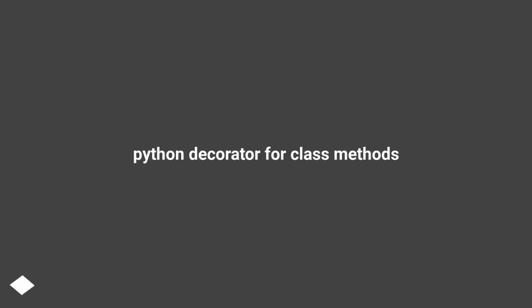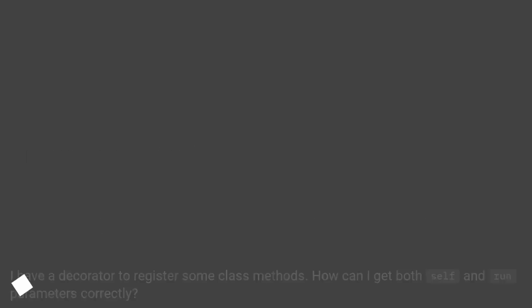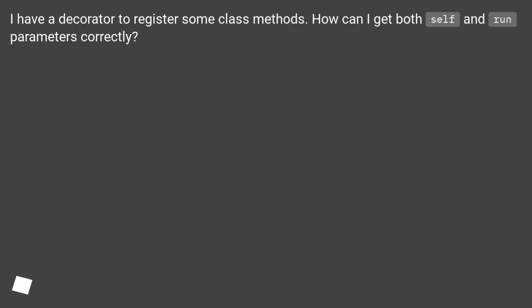Python decorator for class methods. I have a decorator to register some class methods. How can I get both self and run parameters correctly?